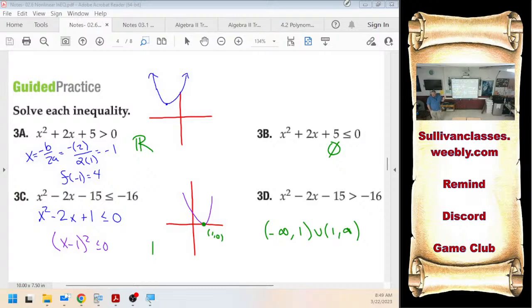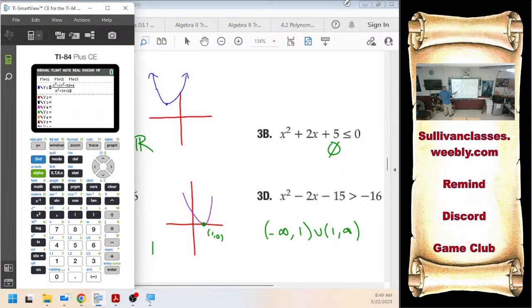Could you do this by just typing it into Y1 and looking at your calculator? Yeah, but I want to give you as many tools as possible. I do want to go through this because there's another way to do this. Clear. If I go x squared minus 2x minus 15, and then the line negative 16.